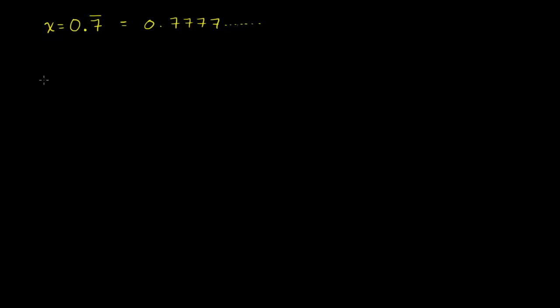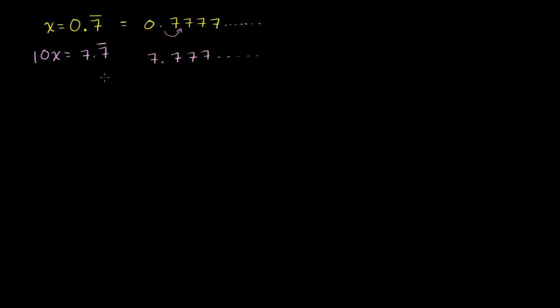Now what would 10x be? Well, let's think about this. 10x would just be 10 times this. If we multiplied this times 10, you'd be moving the decimal 1 over to the right. It would be 7.777, on and on and on and on forever. Or you could say it is 7.7 repeating.